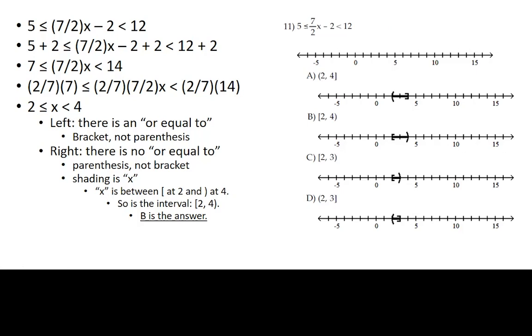On the left, there's an or equal to sign. That means we use a bracket. On the right, there is no or equal to sign. That means we use a parenthesis. The shading is x, the interval. So x is between a square bracket at 2 and a parenthesis at 4. The interval is square bracket 2, 4, parenthesis. The shading is between. So here the answer would be B.